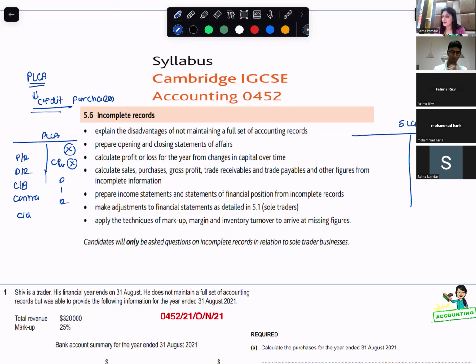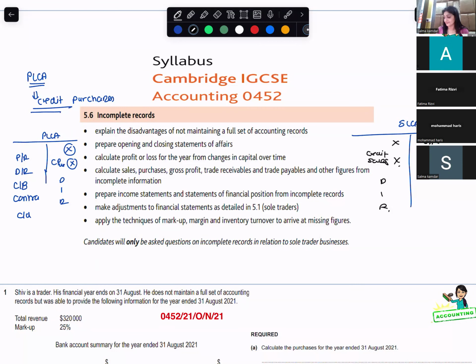Your SLCA always has which balance? Debit balance. Below that, sales, credit sales. Below that, dishonored cheque, interest charge, and refund. On the credit side, sales return, discount allowed.